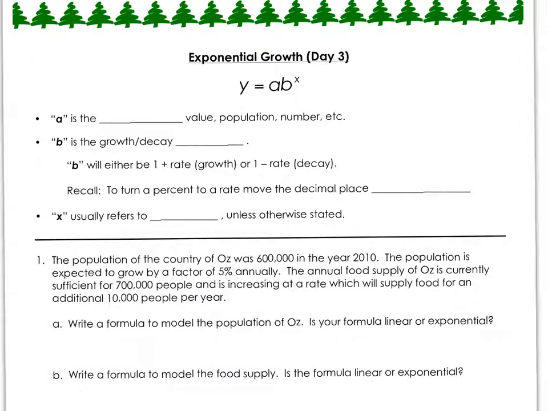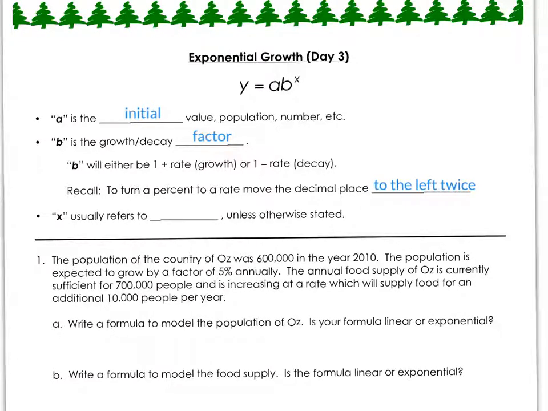Here we're going to be talking about exponential growth. So we're still using this y equals ab to the x power, where a is the initial value. So that's like your population, your number, etc., whatever you're starting off with. B is the growth or decay factor. So that's what we're multiplying by. And then b will either be 1 plus the rate if it's a growth or 1 minus the rate if it's a decay. So recall to turn a percent to a rate, move the decimal place to the left twice.